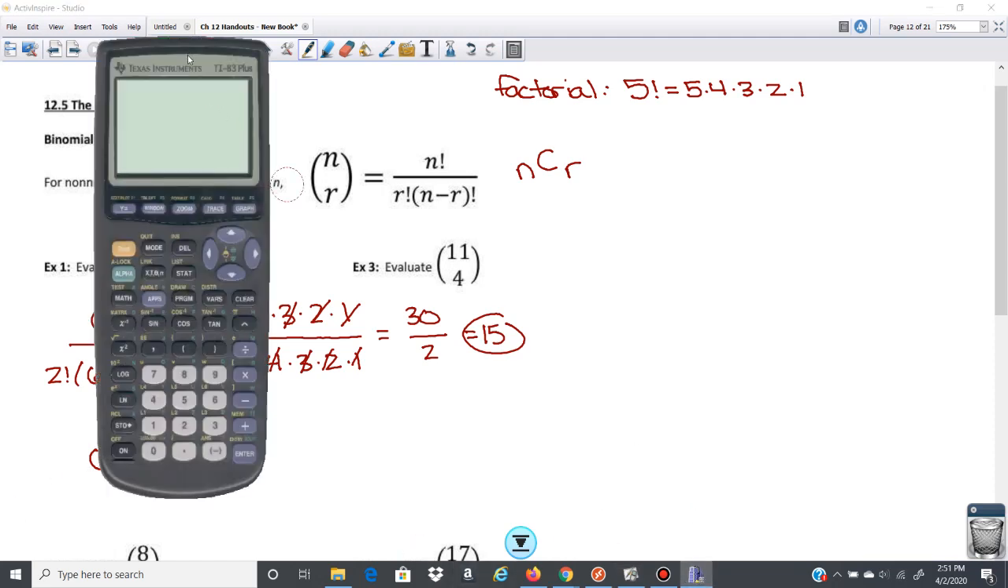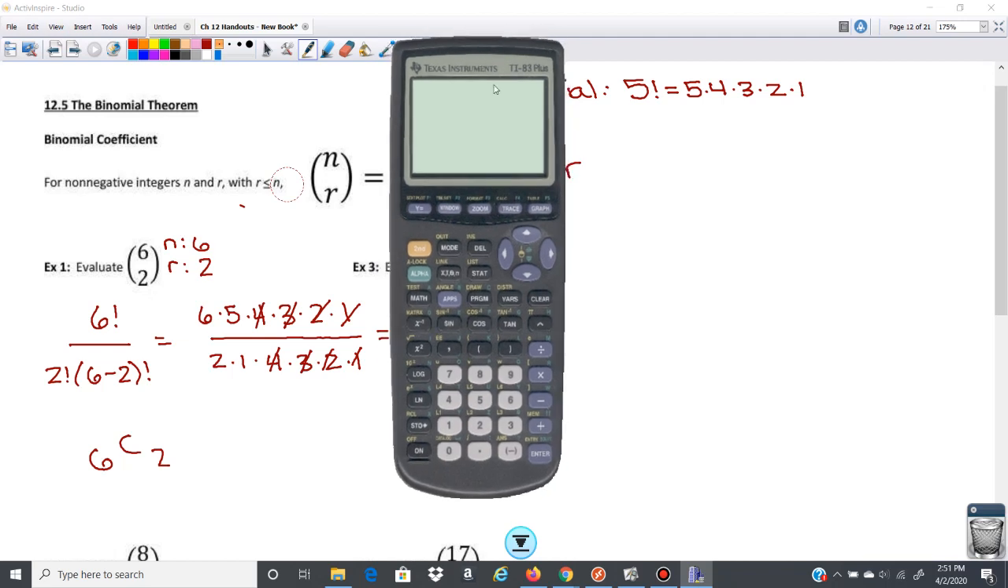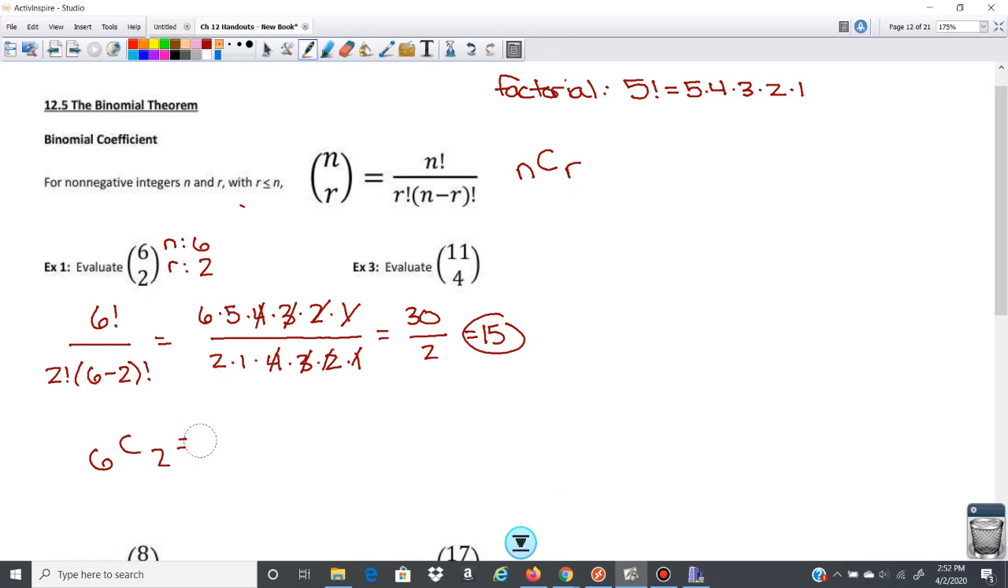So if I pull up my calculator, I've got a little projector here for the calculator. If I want to put this in, I go 6, and then I'm going to go over to the button that says math, and then I'm going to go to PRB for probability. So if I just scroll to the left, I should get that. The third one down, nCr, hit enter, and then 2. And then we should get that there. So your calculator will do this for you.